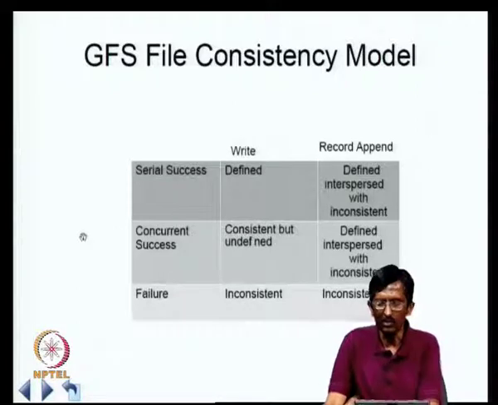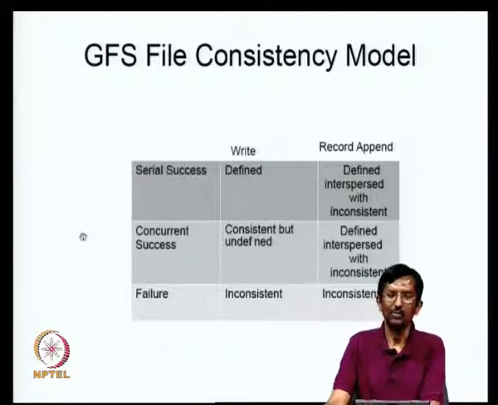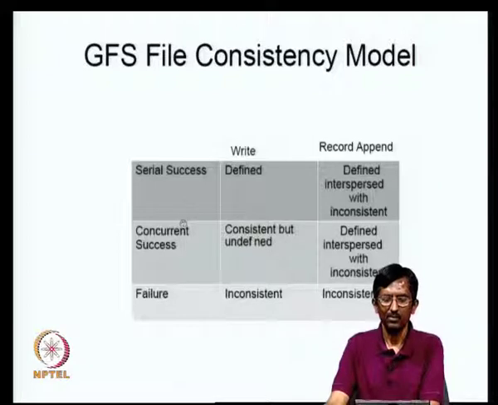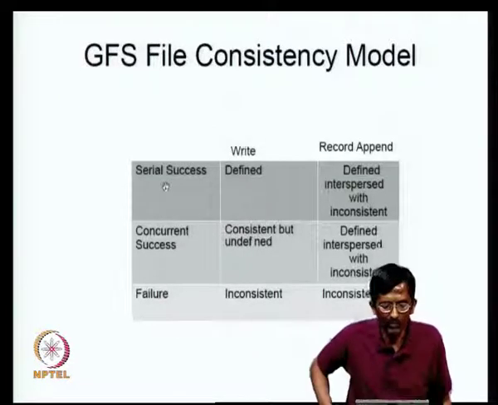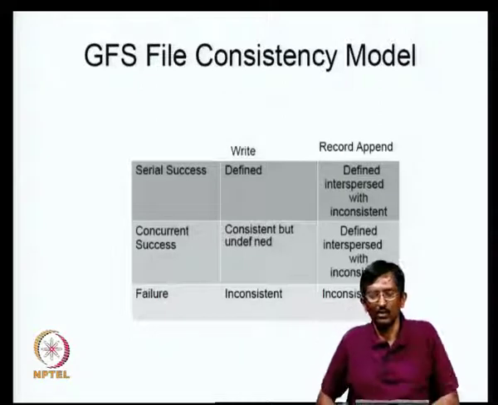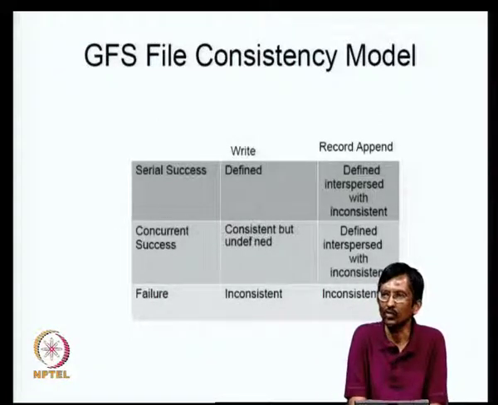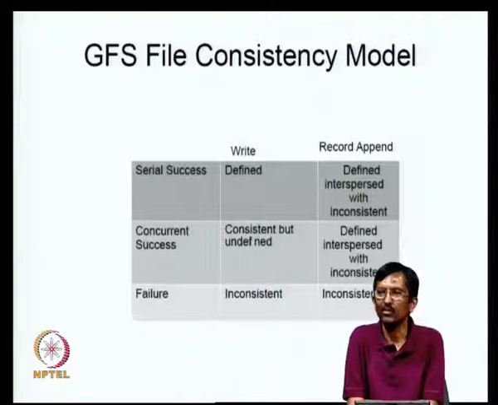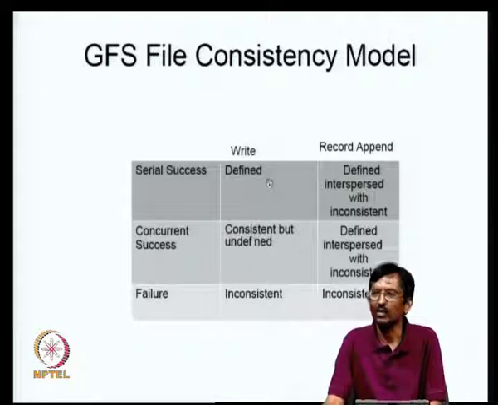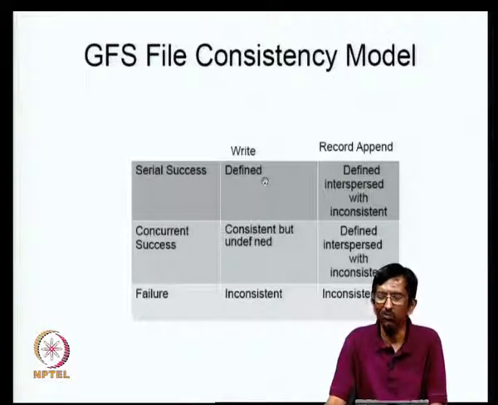Look at this. So this is the model they have given in the paper. You can have two different types of mutations, writes and record appends. Now if it is either a serial write or a serial record append, that means one after one, it's completely serializable. Then if it's a success, it is what is the normal, the defined part, that is both consistent and also defined.